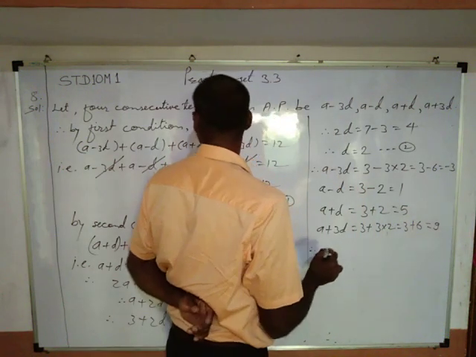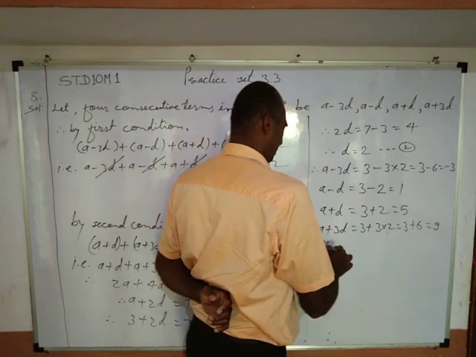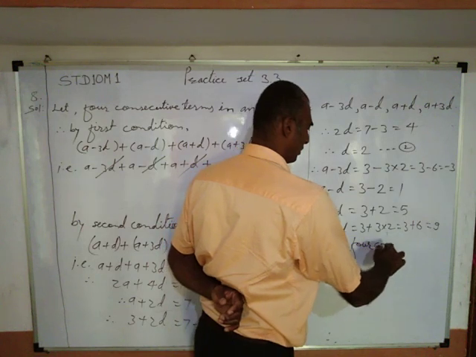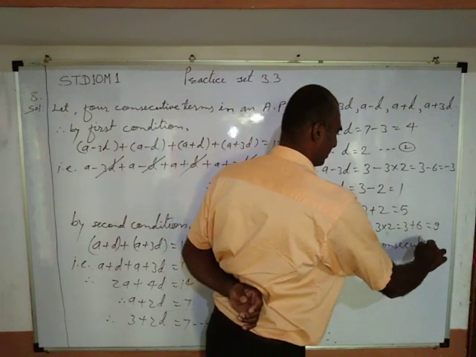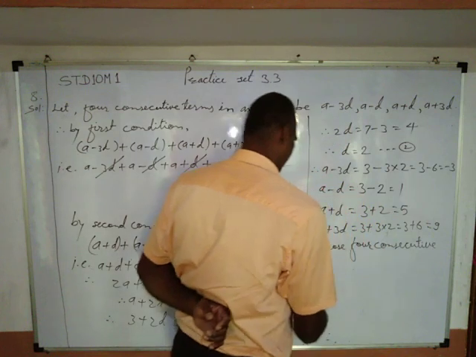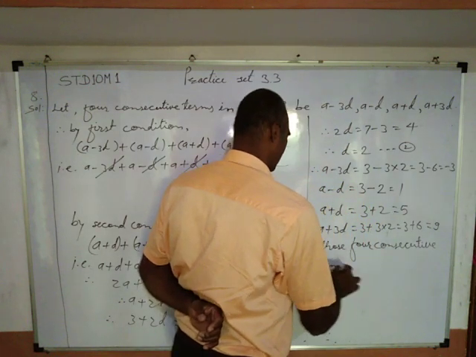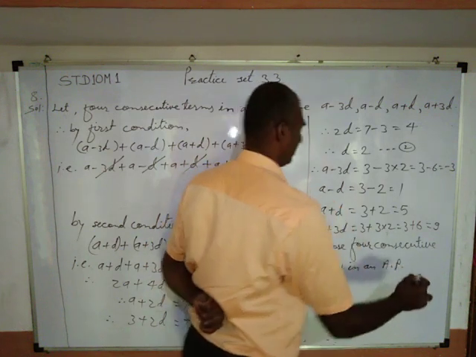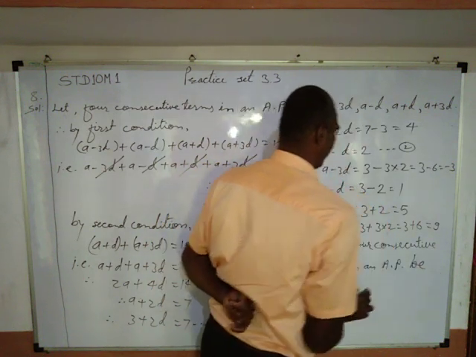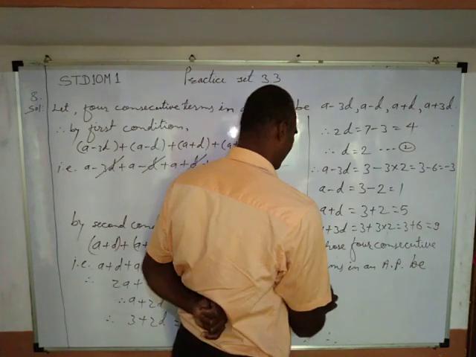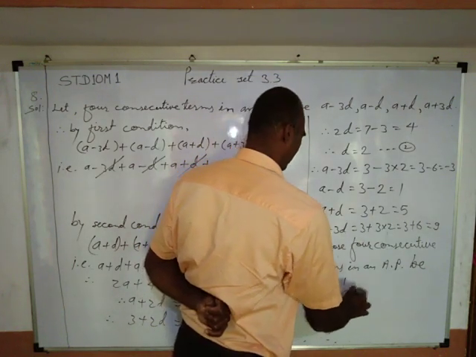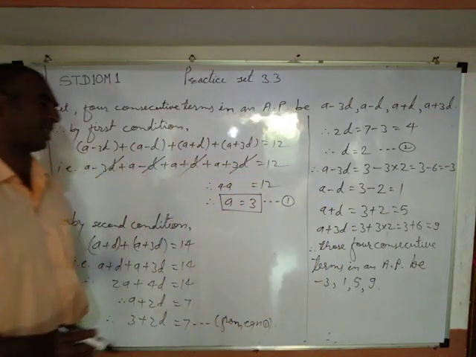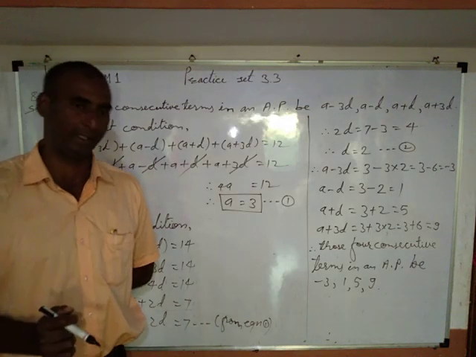And therefore those four consecutive terms in an AP, yes, will be minus 3, 1, 5, 9. Means we get the same terms, minus 3, 1, 5 and 9. Okay.